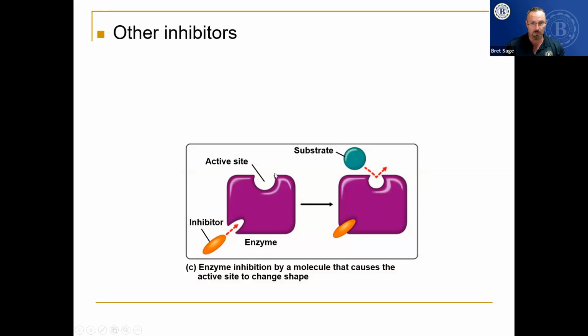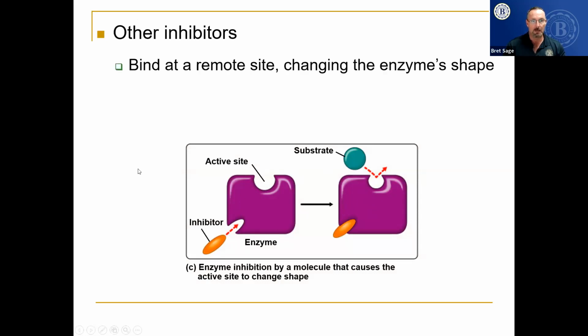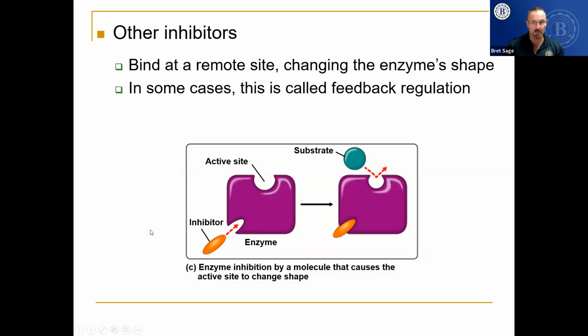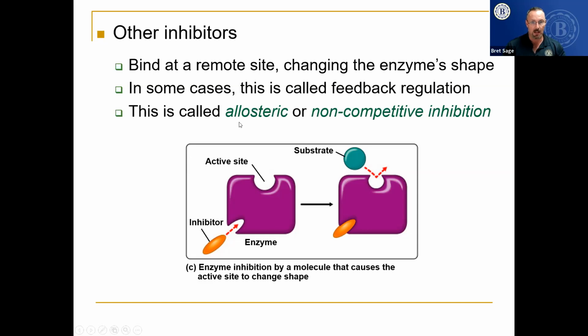Okay, this is another example of inhibition. So notice that we have the correct shape of the active site for the substrate, and when the inhibitor comes in, it gets smaller, changes shape, can't fit. It binds to a remote site, or sometimes called the allosteric site. And in some cases, it's called feedback regulation, and I'll show you what I mean by feedback regulation. Sometimes you want to turn off enzymes because you don't want them going 24 hours a day. This is called allosteric inhibition or non-competitive inhibition. So allosteric inhibition or non-competitive inhibition are both correct answers. So be looking for that on the test.